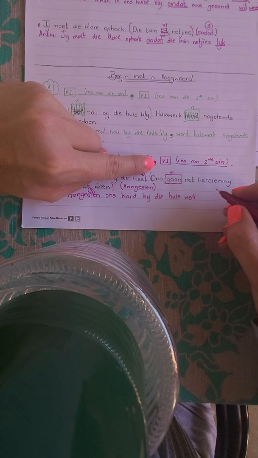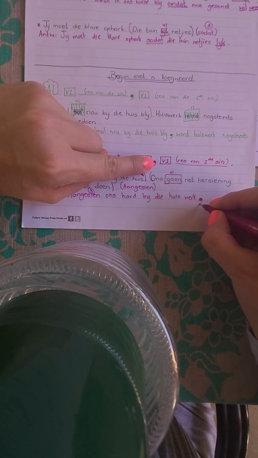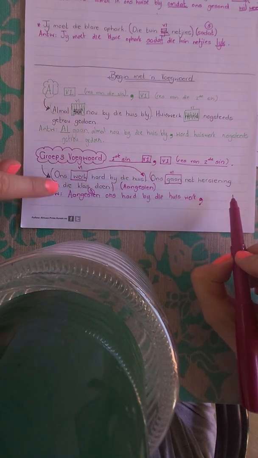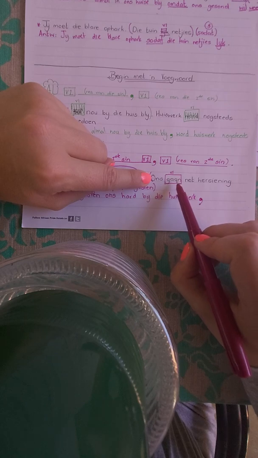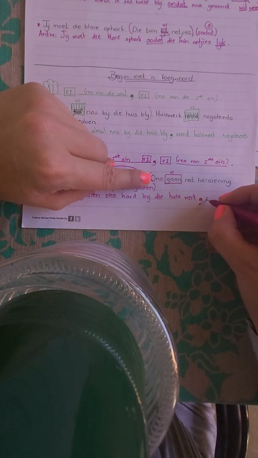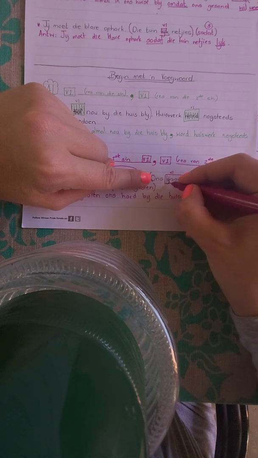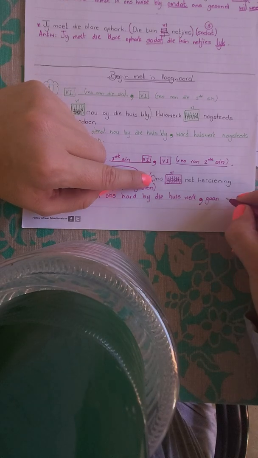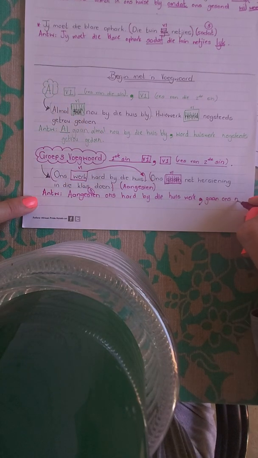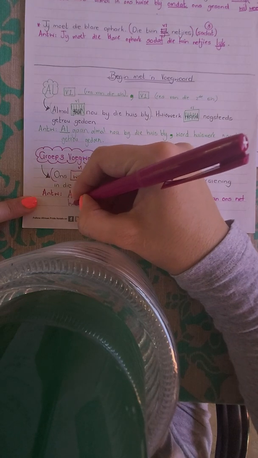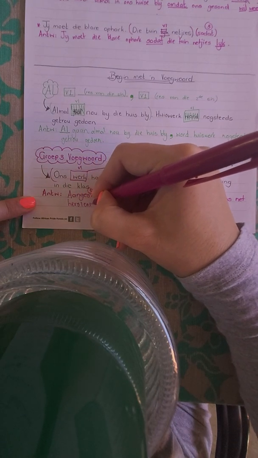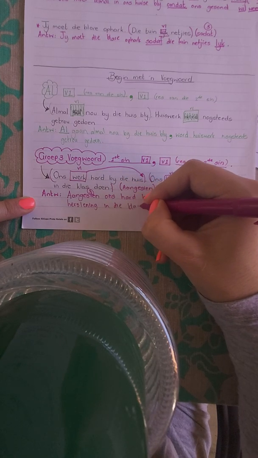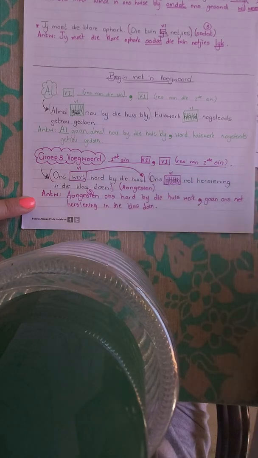I need to now remember my comma. So I have my comma. Then I have to start with verb 1 of the next sentence. Now the next sentence says, ons gaan net hersiening in die klas doen. In that sentence, we have gaan as verb 1. So I start with gaan. Once you've written down gaan, cross it out so that you know that it's done. And only write what is left in the order that it appears. Gaan ons net hersiening in die klas doen. All right.